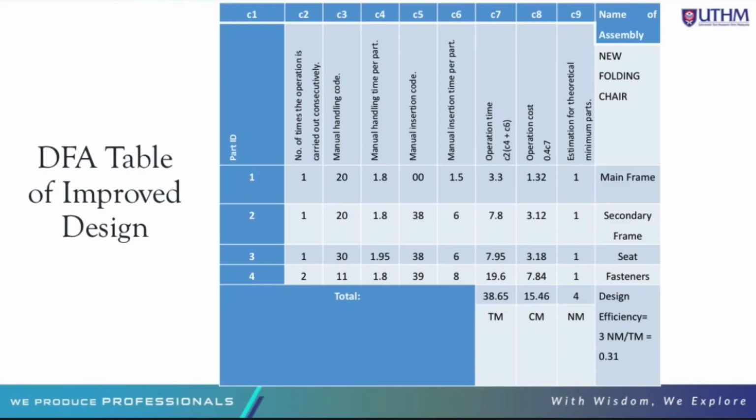And then after the alpha and beta have been determined, we can complete the table. So the operation time that we get for the improved design is 38.65 seconds. The operation cost is 15.46 ringgit, and the estimation for the theoretical minimum parts is 4, and the design efficiency for the improved design is 0.31.